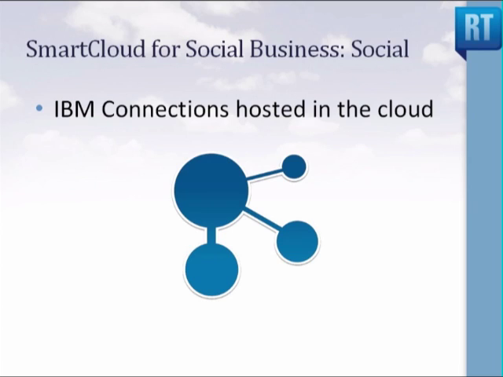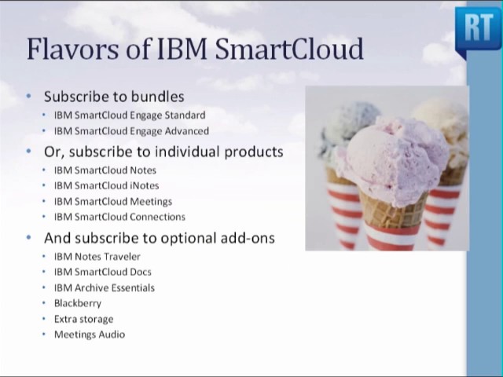And the last of the 4 services is social, and specifically that is IBM Connections hosted in the cloud. IBM Connections is IBM's category-leading social software. It's been in the IBM Magic Quadrant now for 5 years running, and we're going to talk a lot more about it in just a little bit here. But before we get into that detail, let's talk about how you can take advantage of these services.